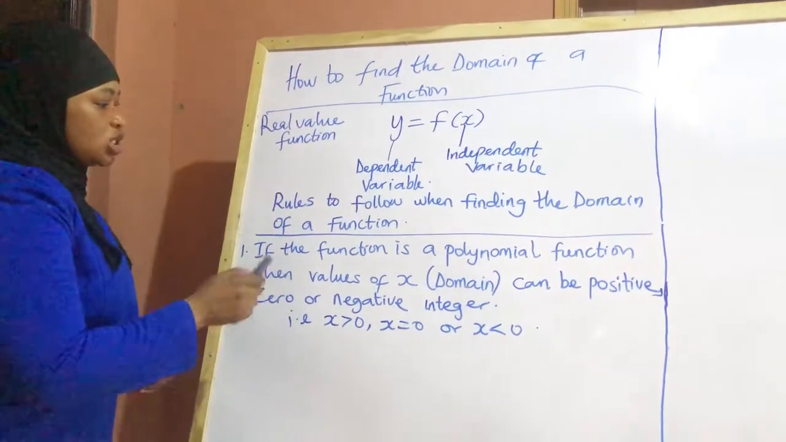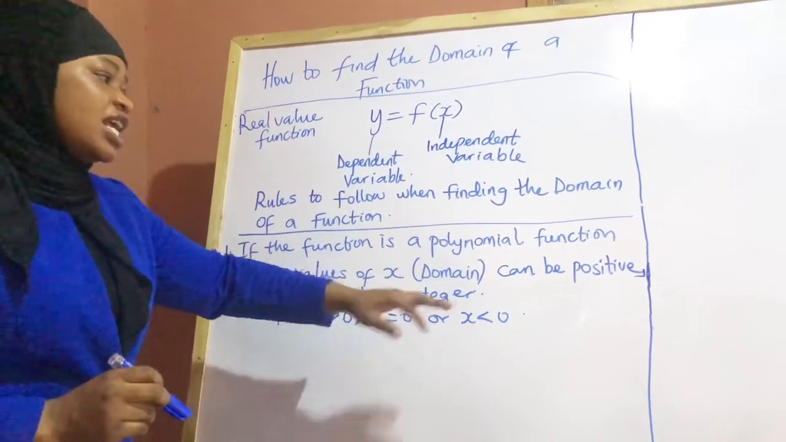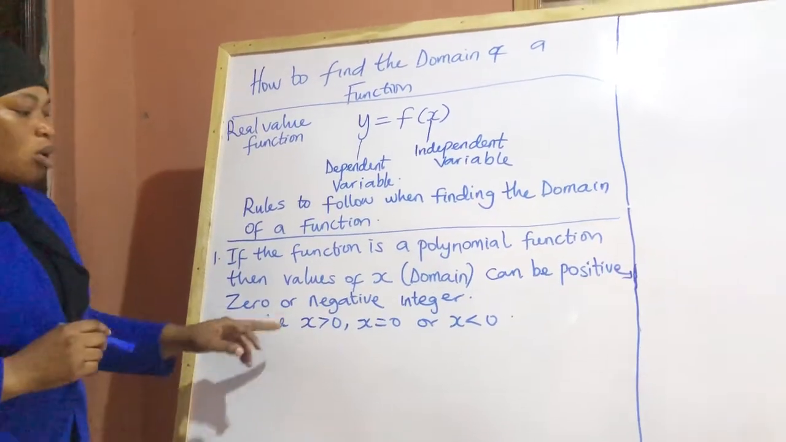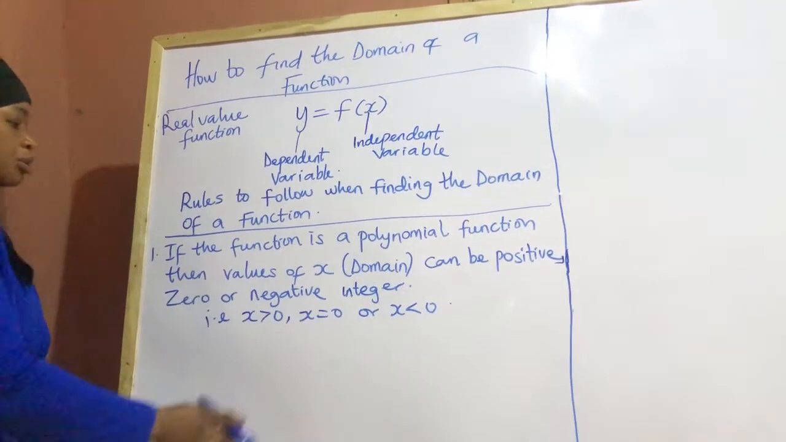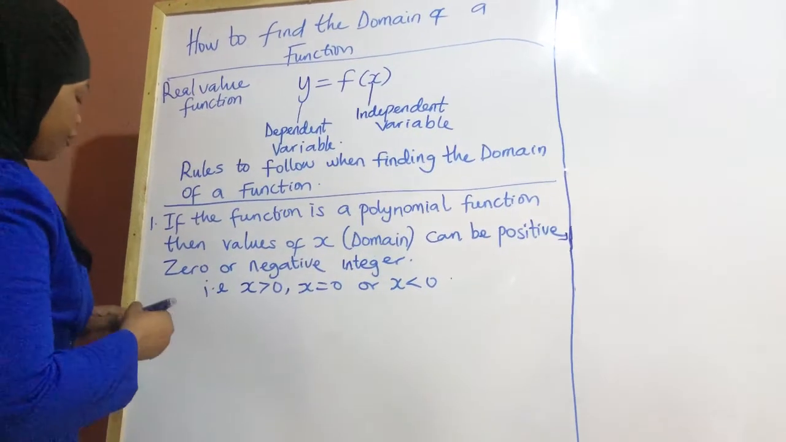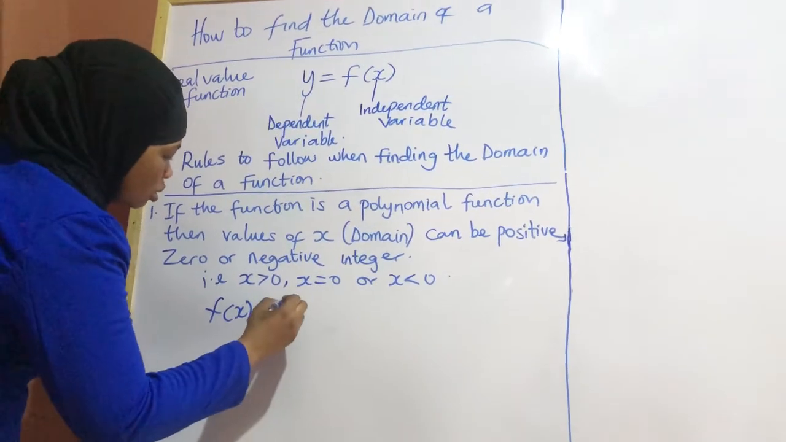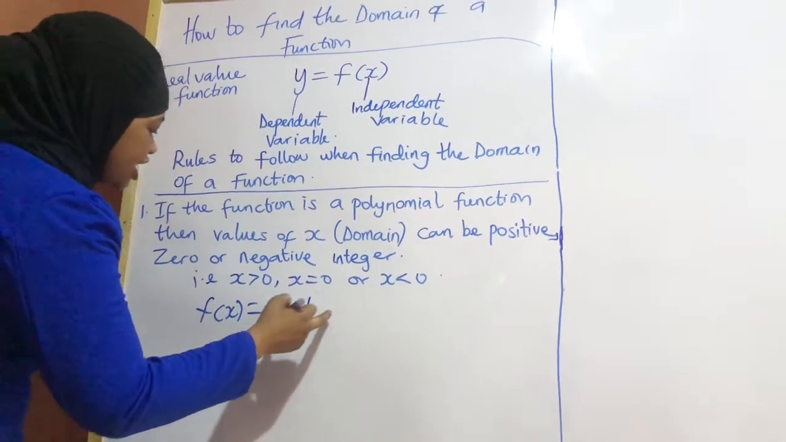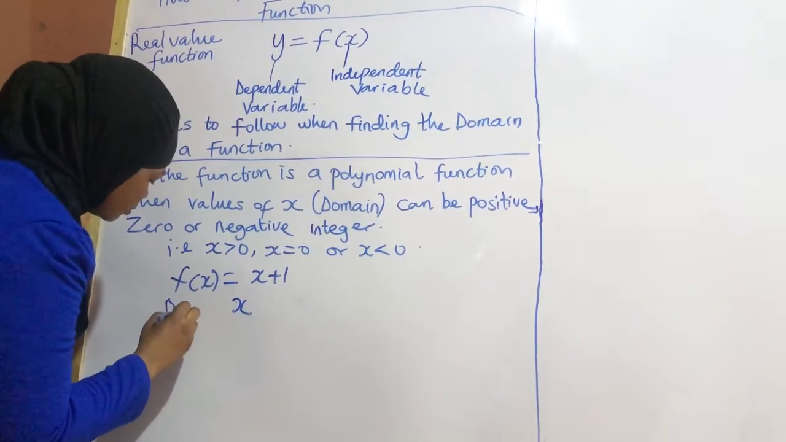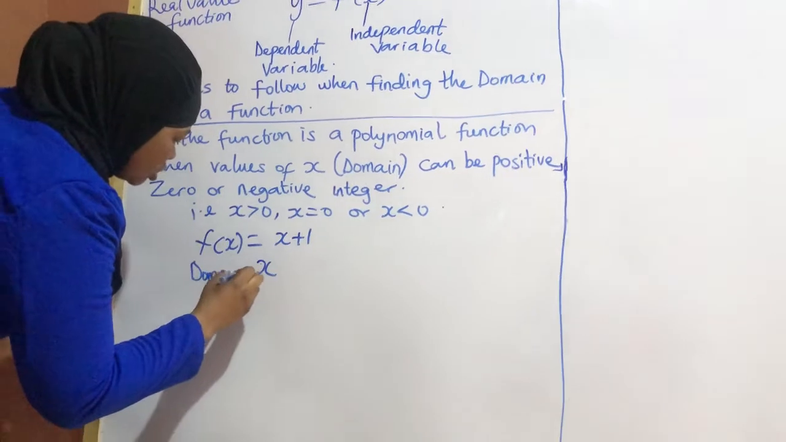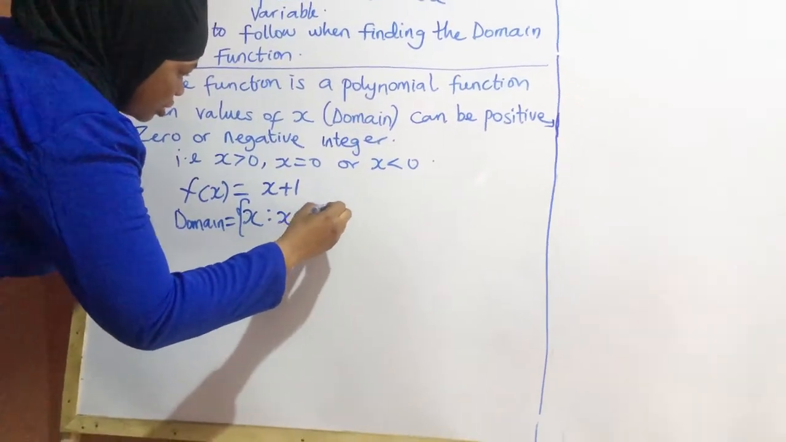1. If the function is a polynomial function, then the values of x, that is the domain, can be positive, 0, or negative. That is, x can be greater than 0, equal to 0, or less than 0. For example, if we have f of x equal to x plus 1, this is a linear polynomial. So the domain will be equal to x such that x is an element of real numbers.